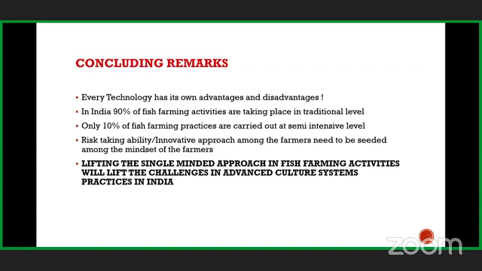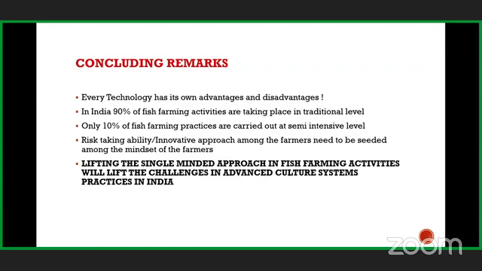Based on this, I would like to conclude my presentation with some remarks. Whatever technologies I showed, there are some advantages and some disadvantages. The cost-benefit ratio needs to be understood. But the thing is that in India, 90% of fish farmers are still at a traditional level. When we talk of achieving a production of 22 million metric tons, still 90% of our production is coming from just the pond culture system.